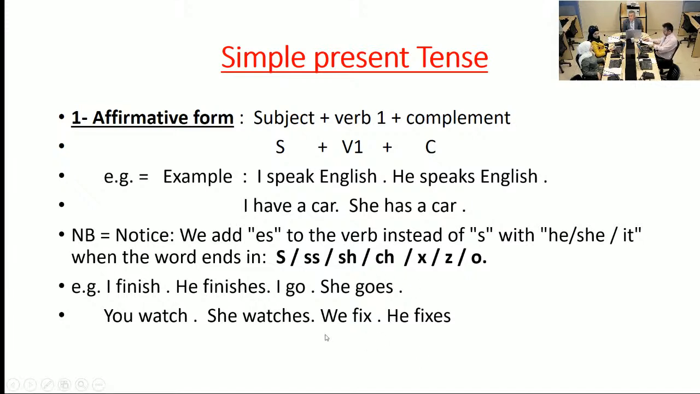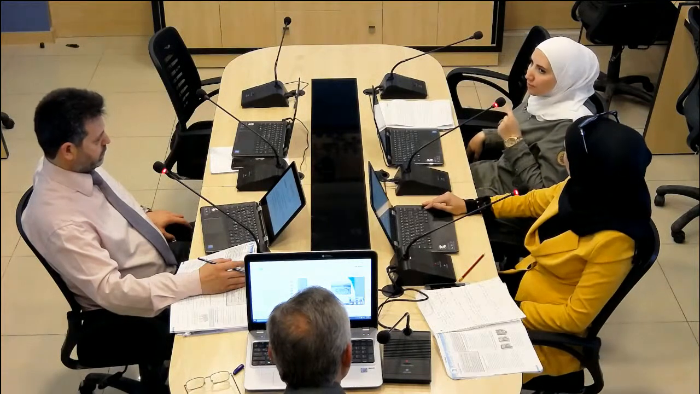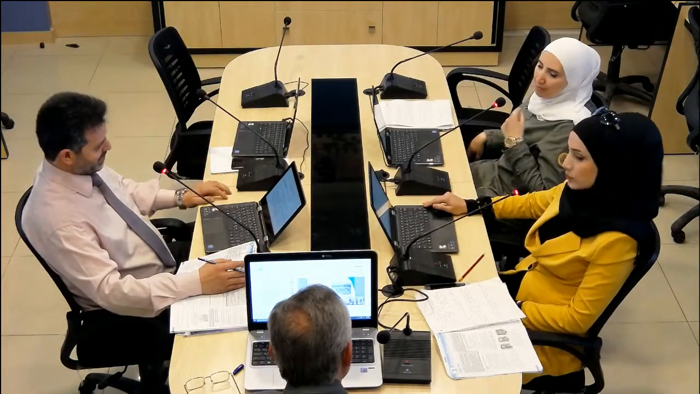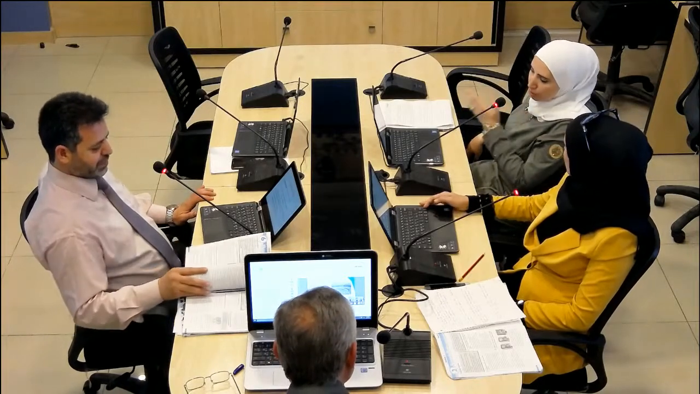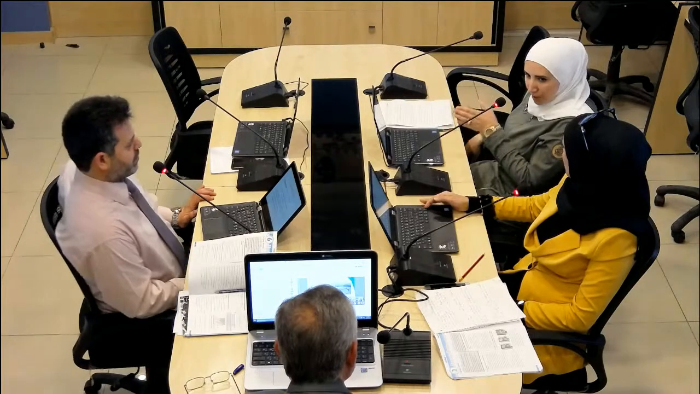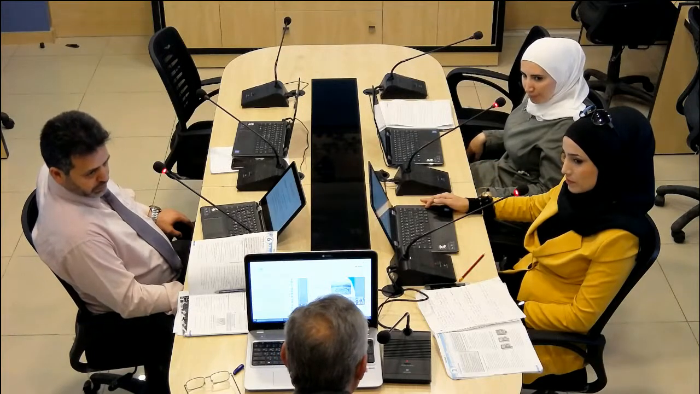I want to tell you about my students. They always ask me about the difference between verb 1 and verb 0. They seem the same, but verb 1 is the one we use with the simple present, because we add S with he, she, and it. That is why we say it is verb 1. Verb 1 and verb 0 are the same with I, you, we, they. They are very similar. But it is different with he, she, it because we add S.